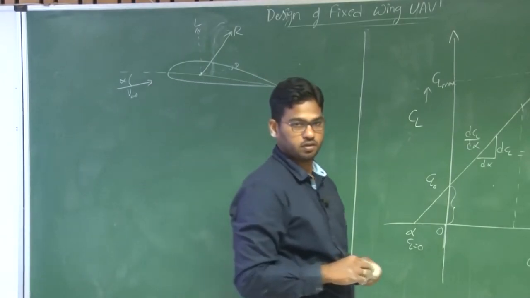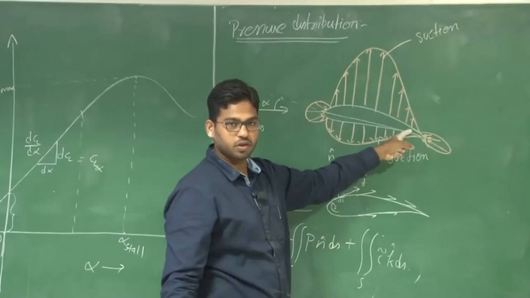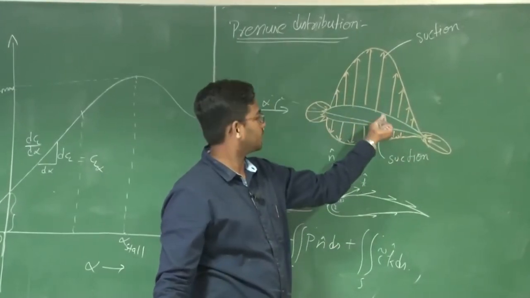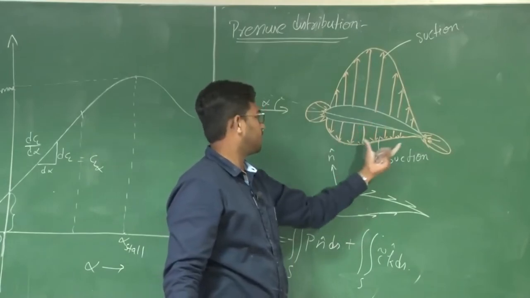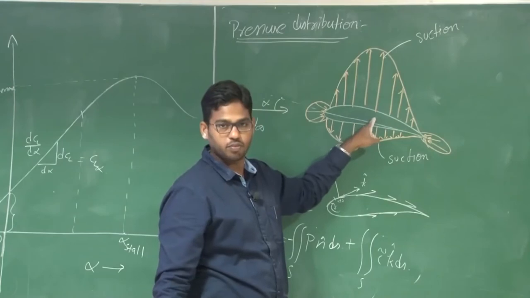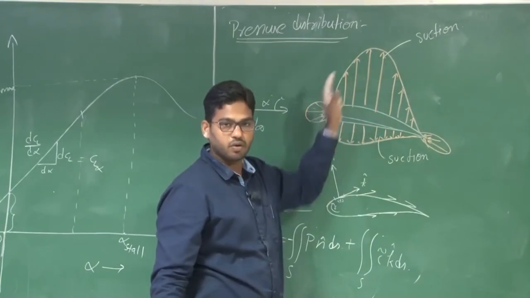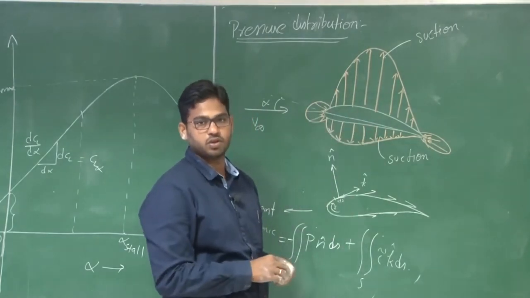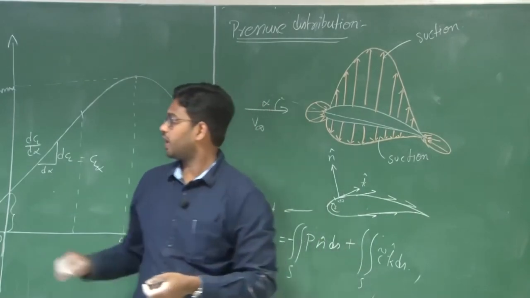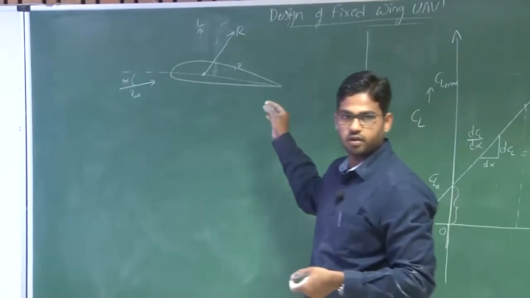center of pressure. Right? If you look at here, there is a pressure distribution here. So the average of this will act at a certain point, and there is a pressure distribution on the bottom surface. So the average will be acting at some point here, right? Maybe the centroid of this particular distribution. So that particular point that lies on the chord is the center of pressure.